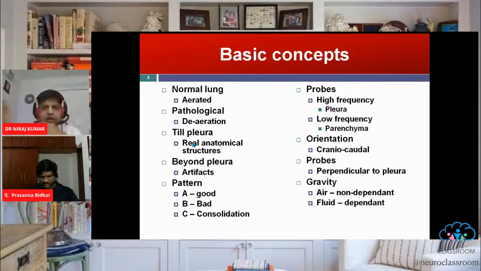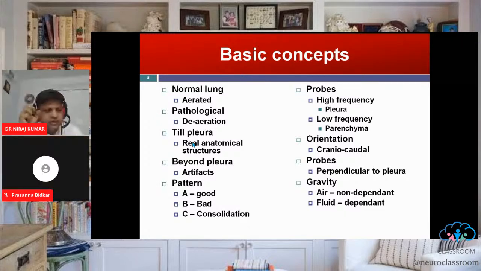If the number of B lines increases, the pathology also increases. And if you are getting the consolidation pattern, some clinicians say this is a C pattern.